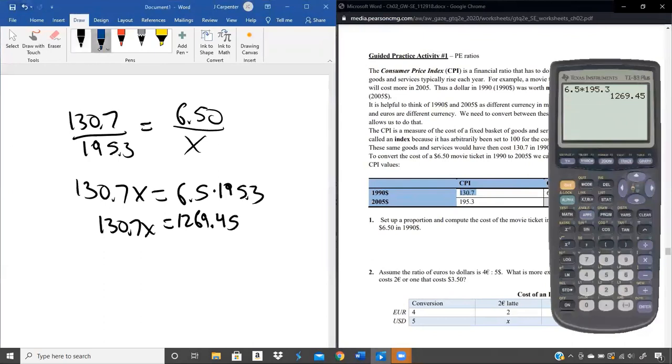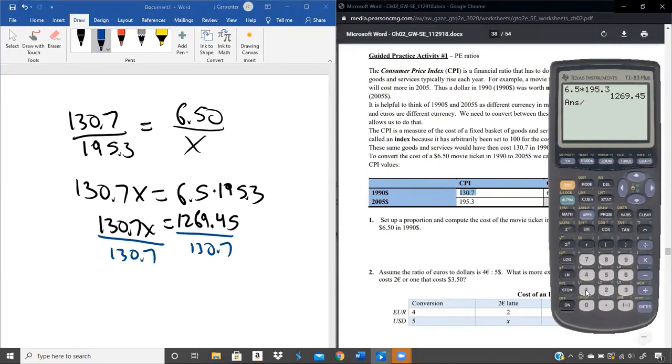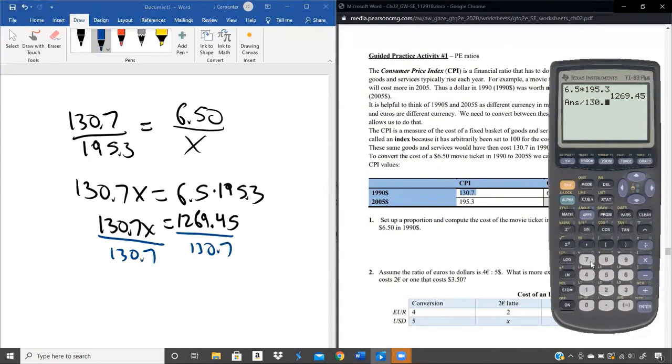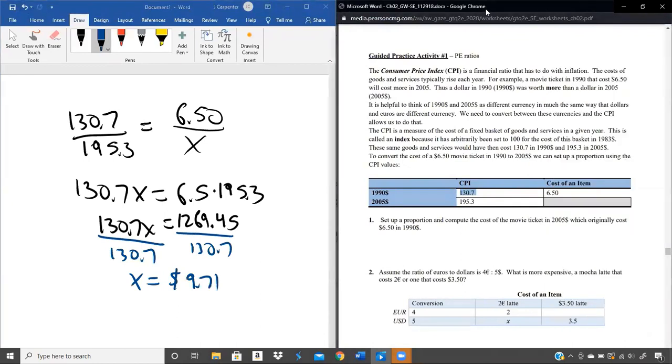Then we divide both sides by the number in front of the x, 130.7. And we can just do this divided by 130.7. And we get 9.7. Now we're talking money, so let's go 9.71. Let's round to the nearest penny. Generally with money, we're going to round to the nearest penny unless you're told otherwise. Now remember, the answer is not just 9.71, it's $9.71 because this was a cost of an item.